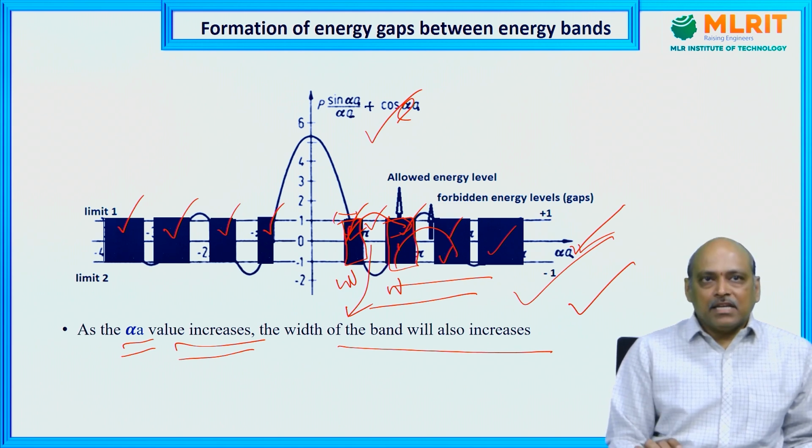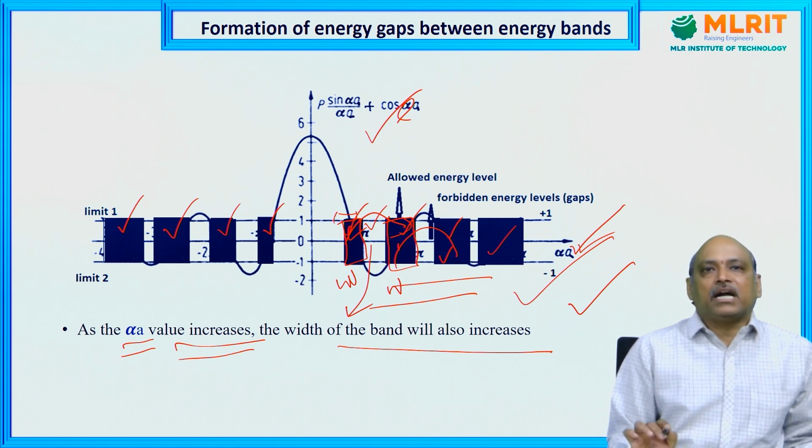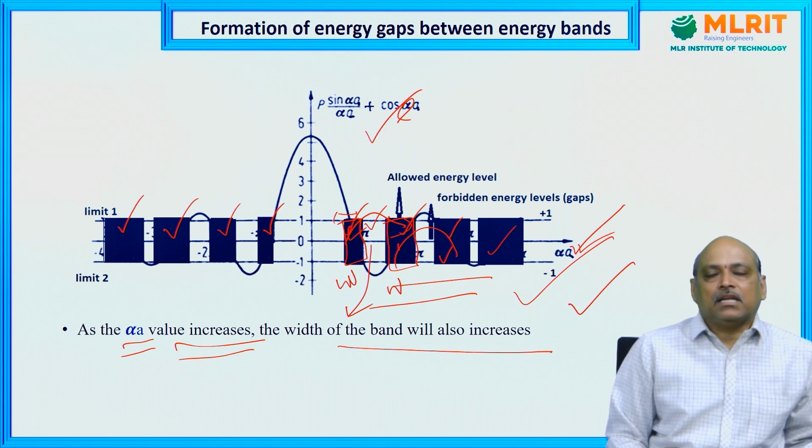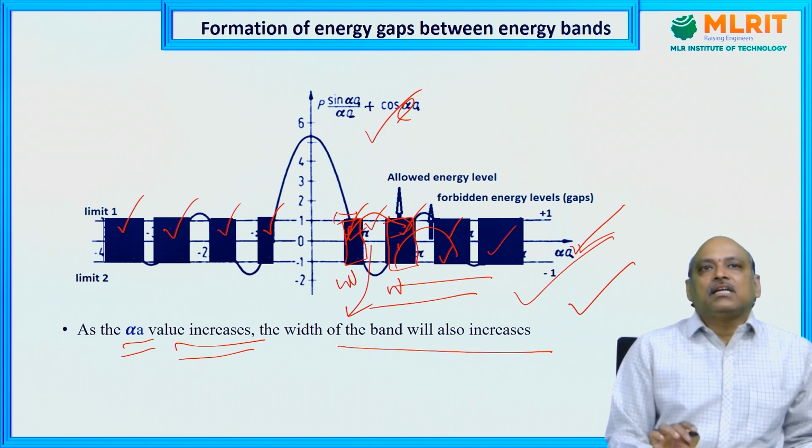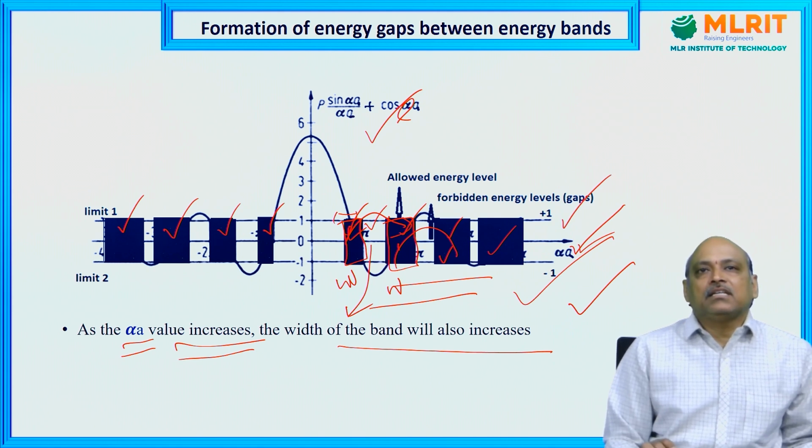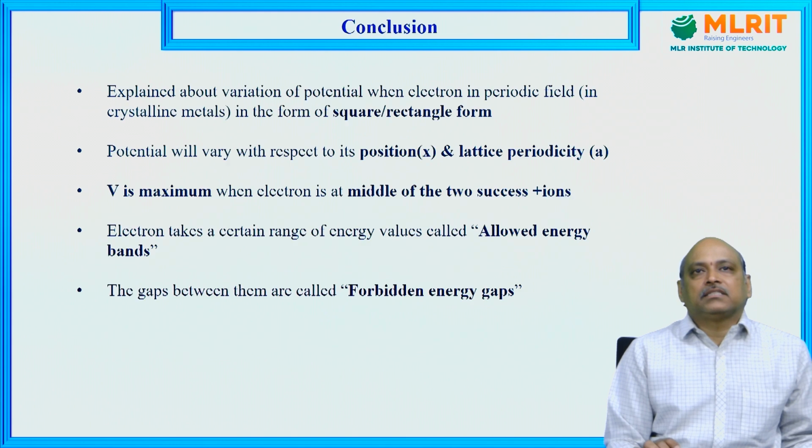The first one is how the potential energy varies when an electron is moving in a periodic field, the approximated model and the equation we have seen. And the second one is this one, in which the allowed energy bands and the forbidden energy gaps, how they are formed, can be explained using the König-Penney equation.